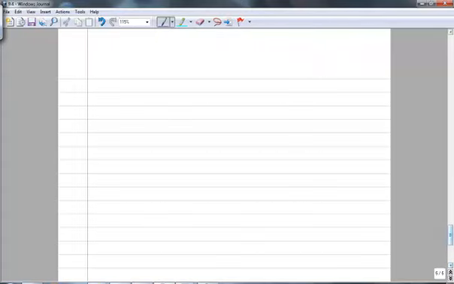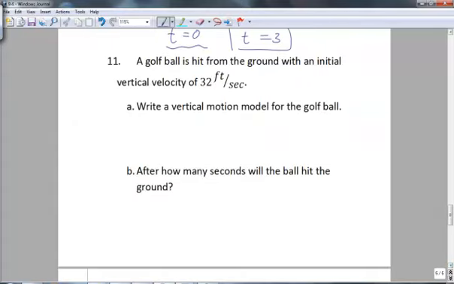All right, last one. This one says a golf ball is hit from the ground. There's a key phrase that's shared with the previous one. With an initial vertical velocity of 32 feet per second. Again, key phrase. So I'd suggest you pause the video and take a second, see if you can do A. Write a vertical motion model for the golf ball.